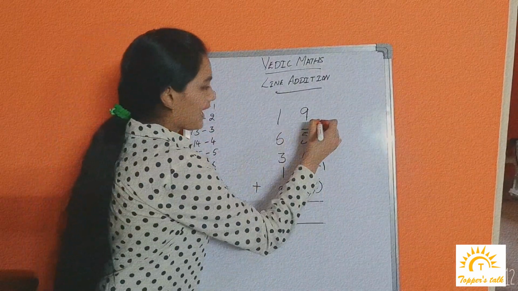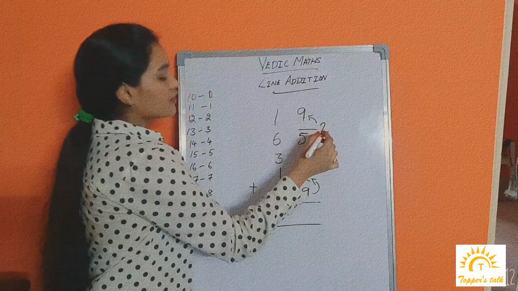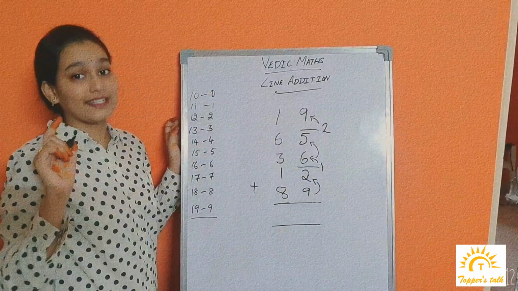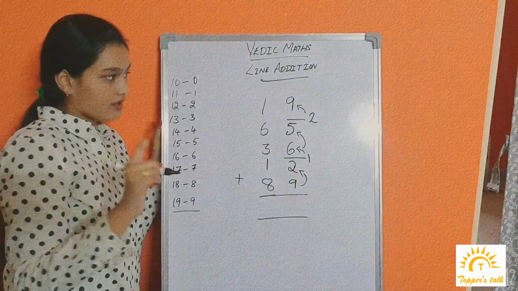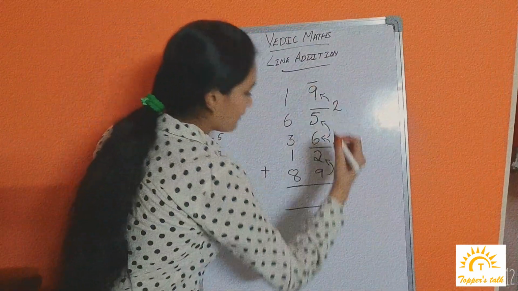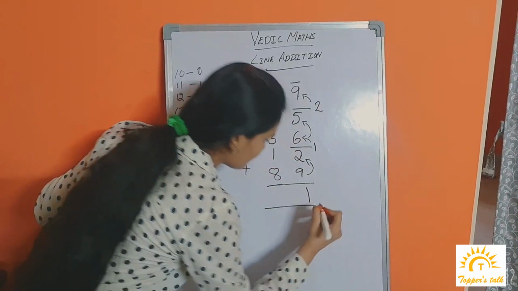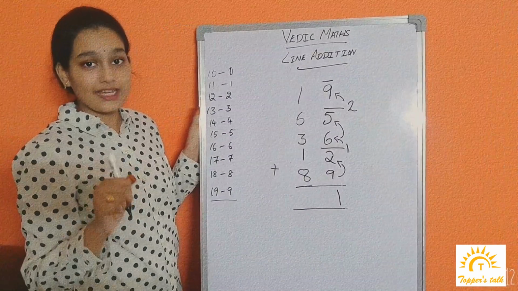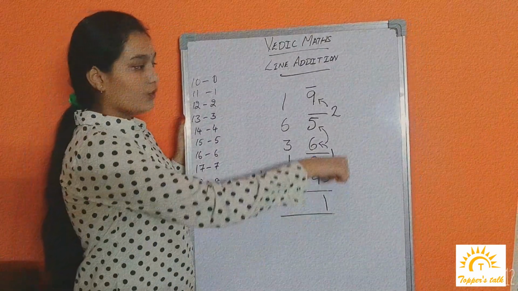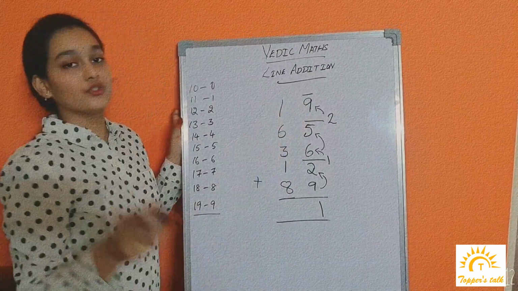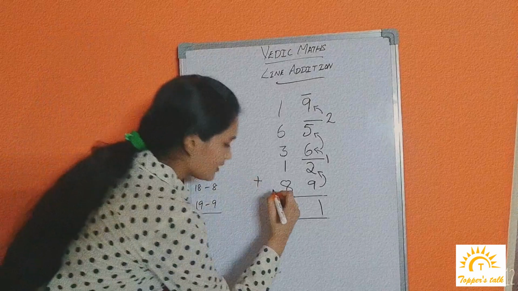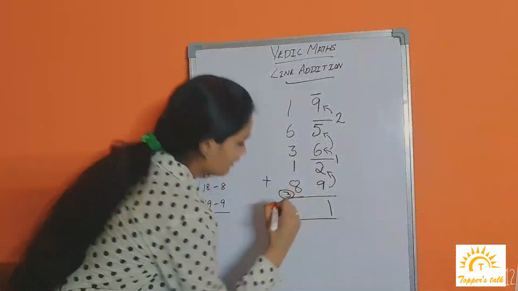Now we have to add this 2 to this 9. 2 plus 9 is 11 and 11 minus 10 is 1. So we draw a line here but write 1 in the answer. Now we have to count how many lines we drew in the ones place. 1, 2, 3. We drew 3 lines. So we have to write 3 here.